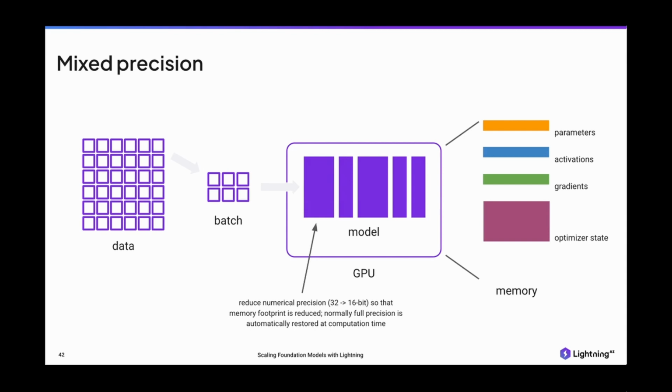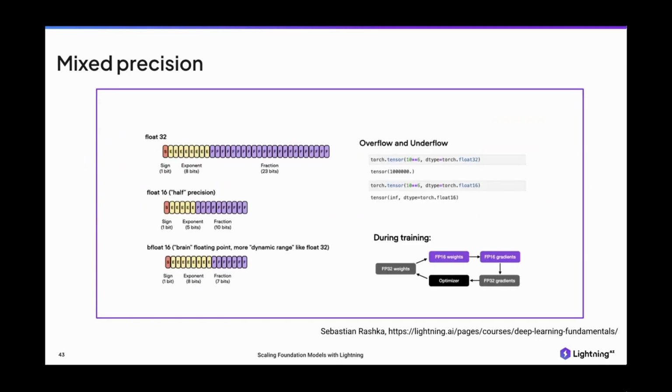We have support for mixed precision, where you can reduce the memory footprint by going to a lower precision. And for some operations, full precision is automatically restored at computation time. And yeah, we support bfloat16, float16, and float32, which is what PyTorch supports, essentially.